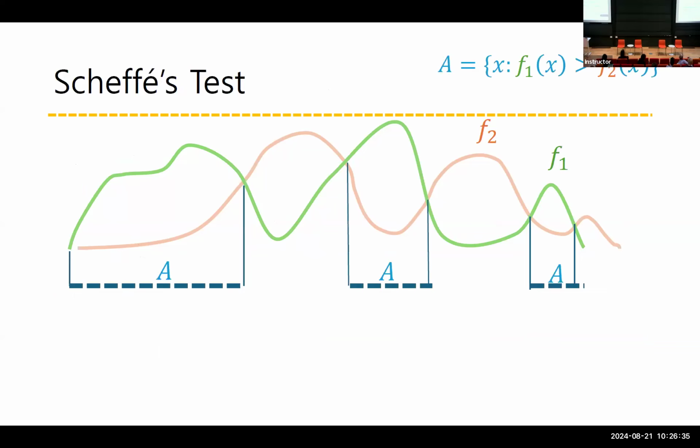Okay, so what can we do for choosing from two distributions? There is a well-known standard Scheffé test. So we partition the domain into two sets. One set is all points where F1 is larger than F2. We call it set A. The second one is the rest of the space. So we have partitioned the space.